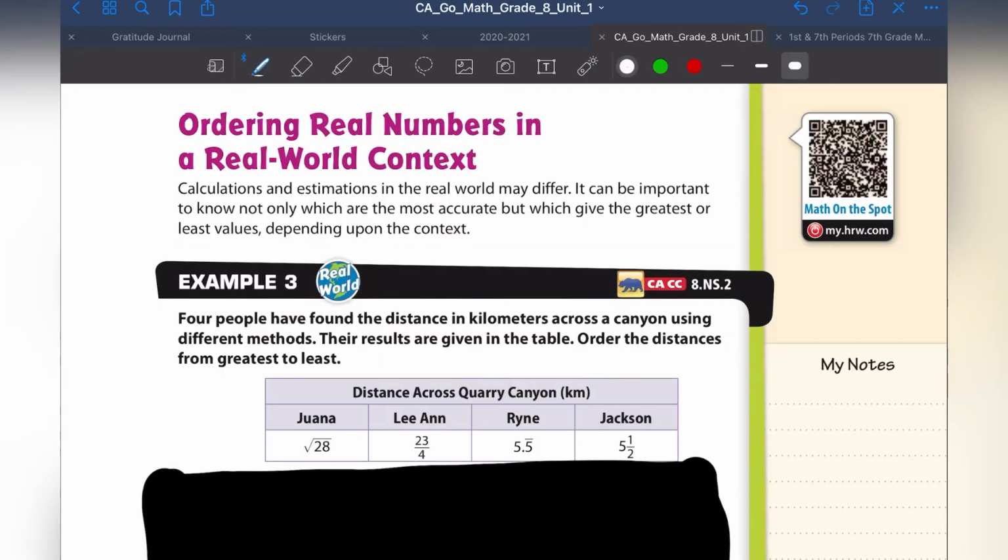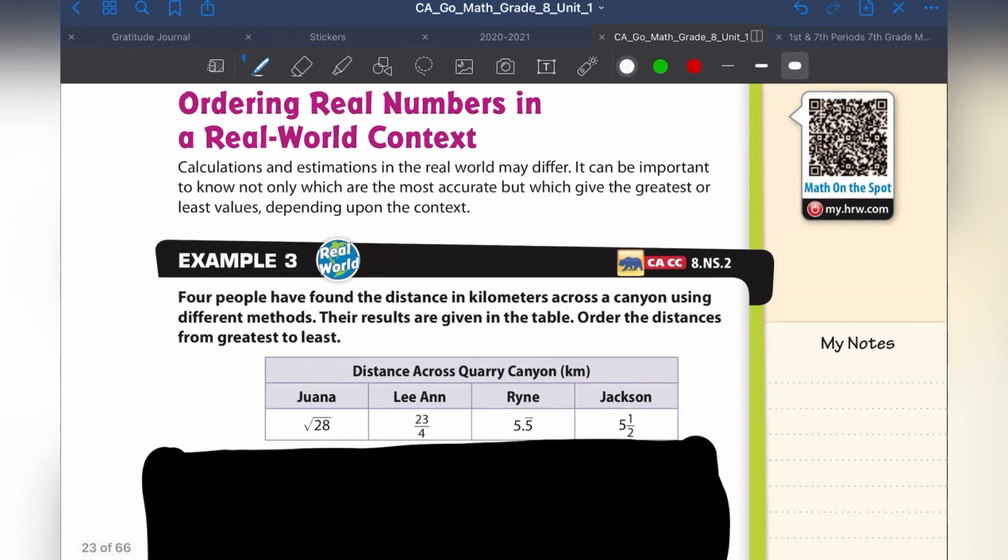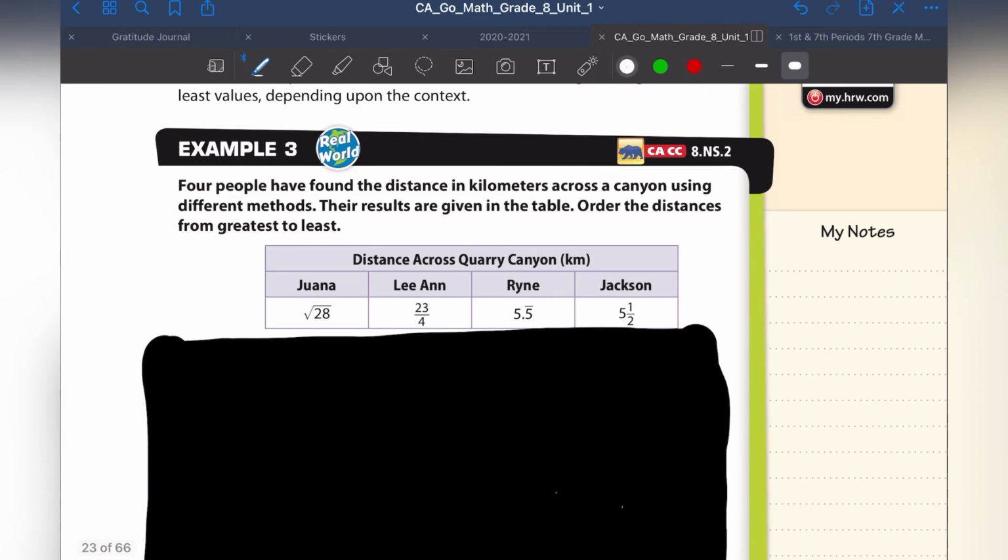The next part is ordering real numbers in a real world context. Calculations and estimations in the real world may differ. It can be important to know not only which one is the most accurate, but which gives the greatest or least values depending upon the context. So basically what we did before, but now we are going to put it into context.